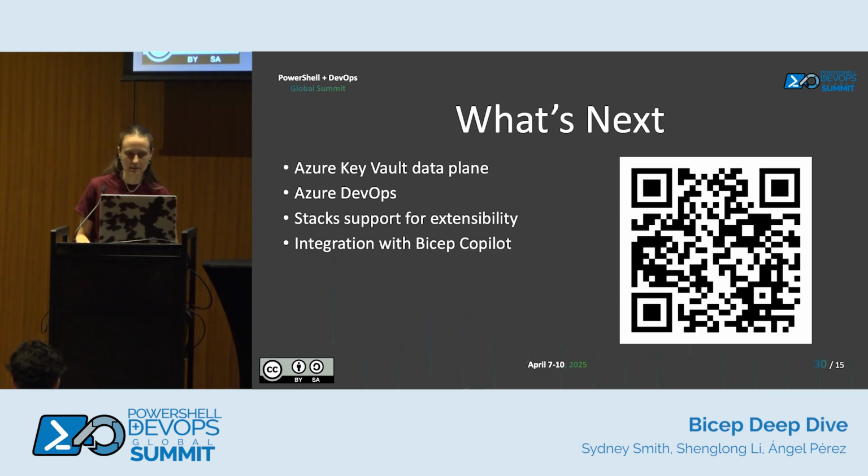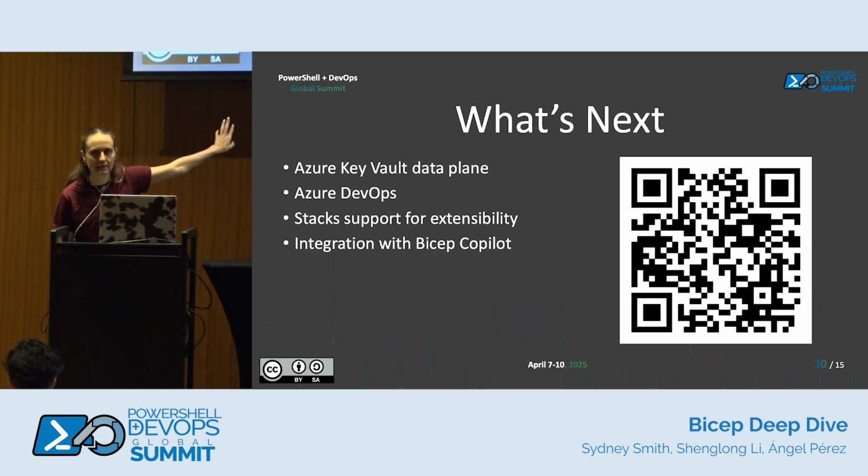So what's next for extensibility? There's current work going on the Azure Key Vault data plane. We're also looking at potentially being able to set up your infrastructure in Azure DevOps using Bicep. As I mentioned, stack support for extensibility is being worked on, and also integration with GitHub Copilot. So your Copilot experience in the portal, you can get completions or responses that are accurate for the extensibility features as well.